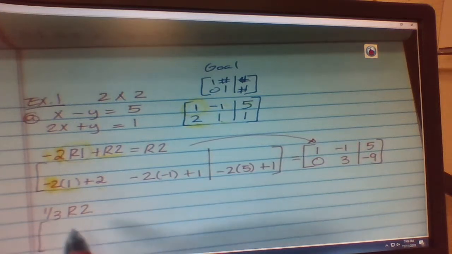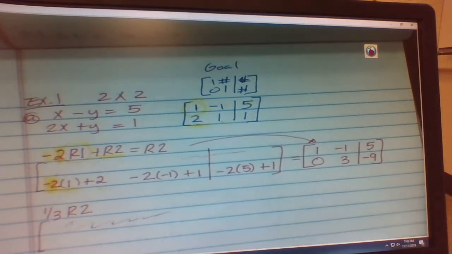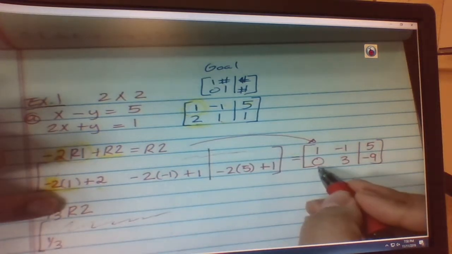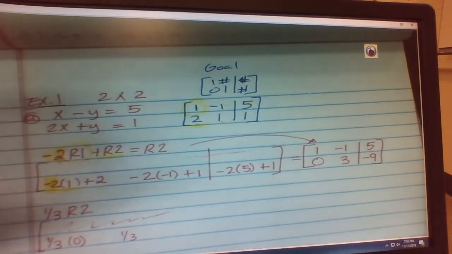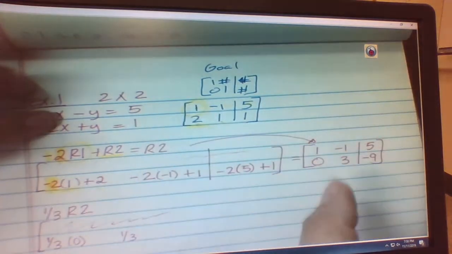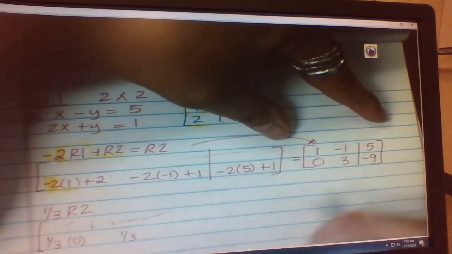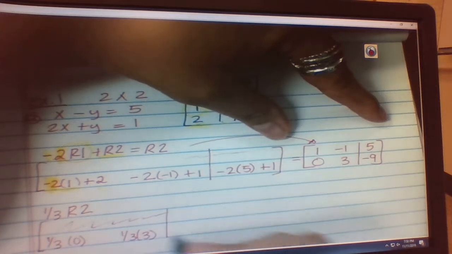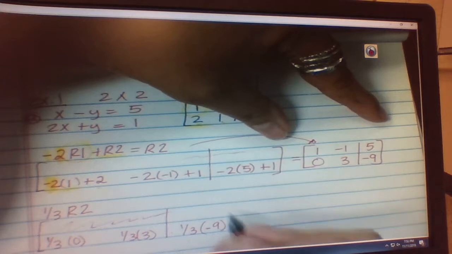So am I doing anything to the top row? No, so I am not writing anything in the top. I'm going to do 1/3 times row 2. Who's in your row 2? 0, 3, negative 9. Please do not go back to the previous matrix; this is your new matrix.